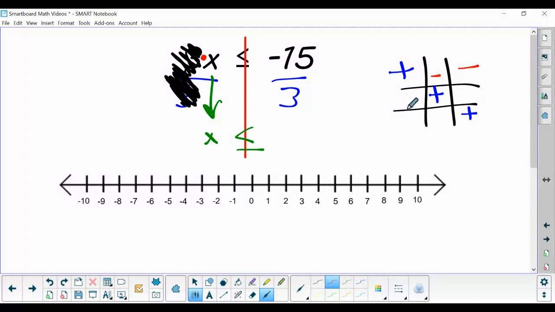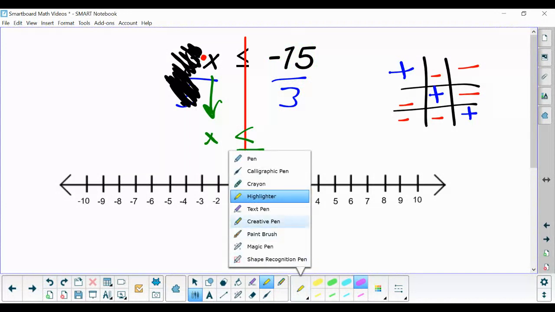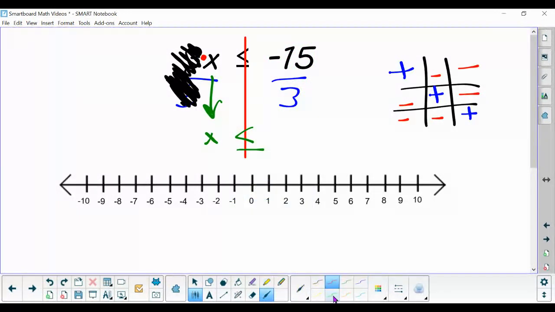You've all seen before how I set up tic-tac-toe, but here it is one more time. And right here we have a negative divided by a positive. So a negative divided by a positive gives you a negative answer. So negative 15 divided by positive 3 gives me negative 5. So right here, negative 5.